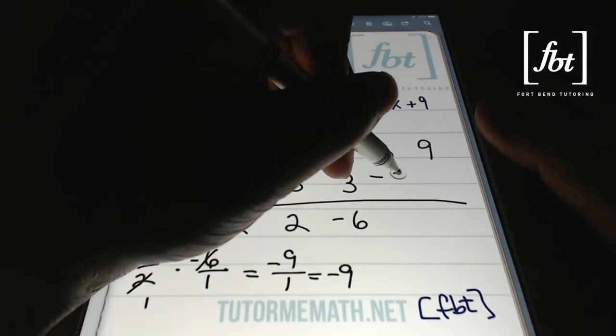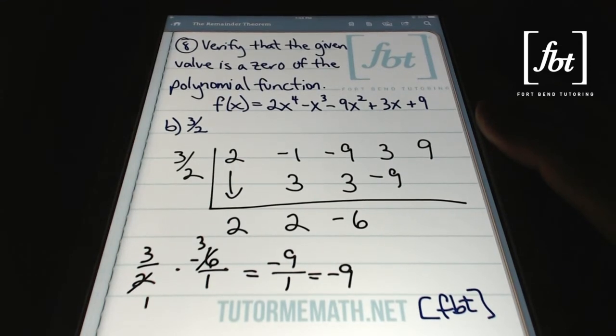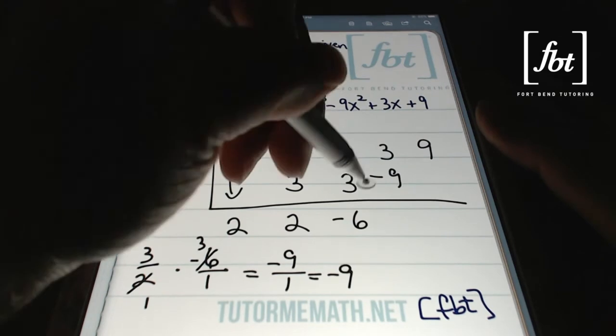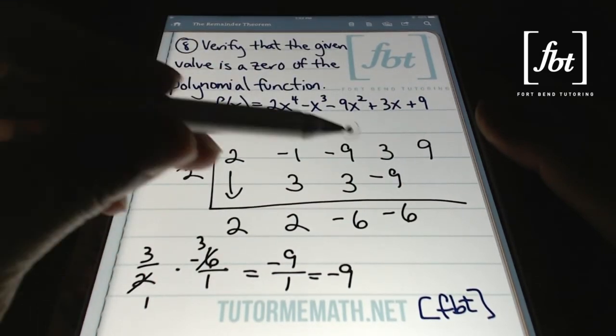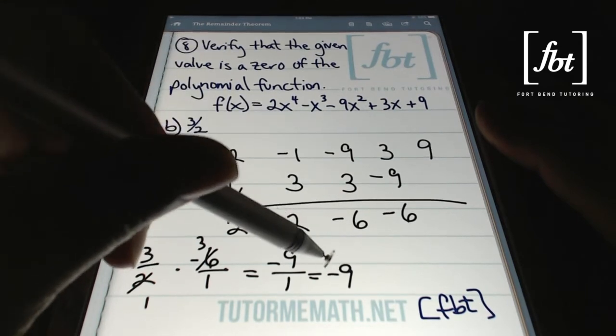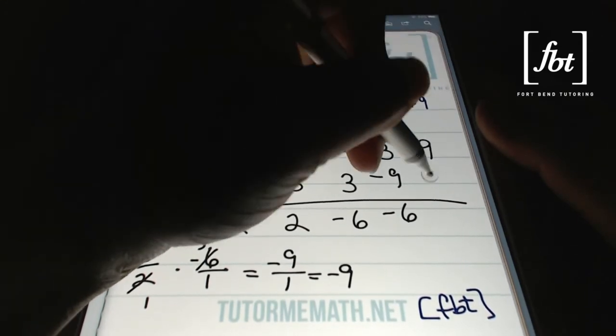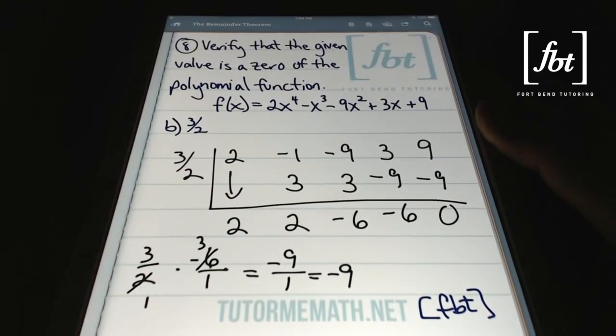So we'll place a negative 9 right here and then combine that. So 3 and negative 9 give you negative 6. And what happens next? You'll be multiplying 3 halves times negative 6 again. And what do we get? We get a negative 9. And once you get that negative 9, this will end up resulting in a 0 for your result.